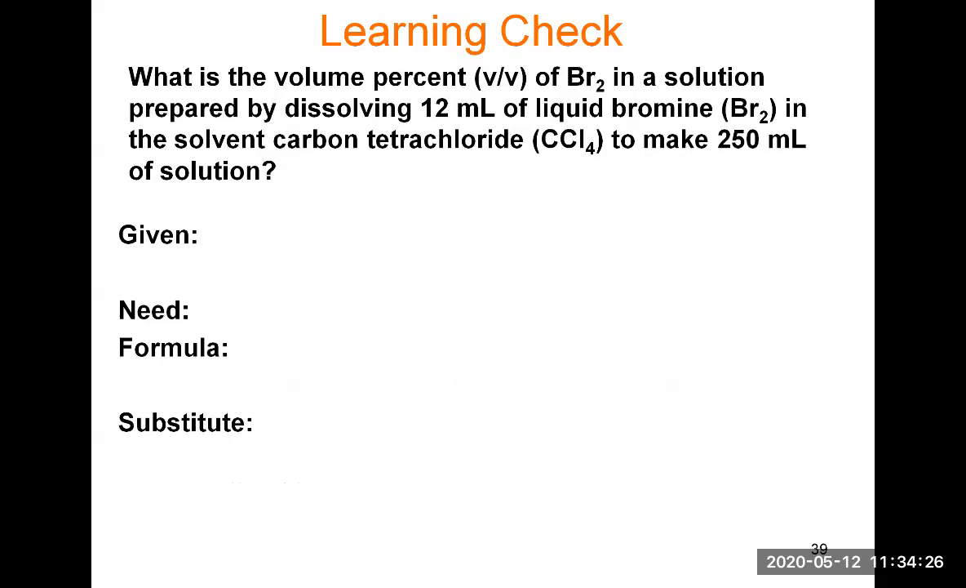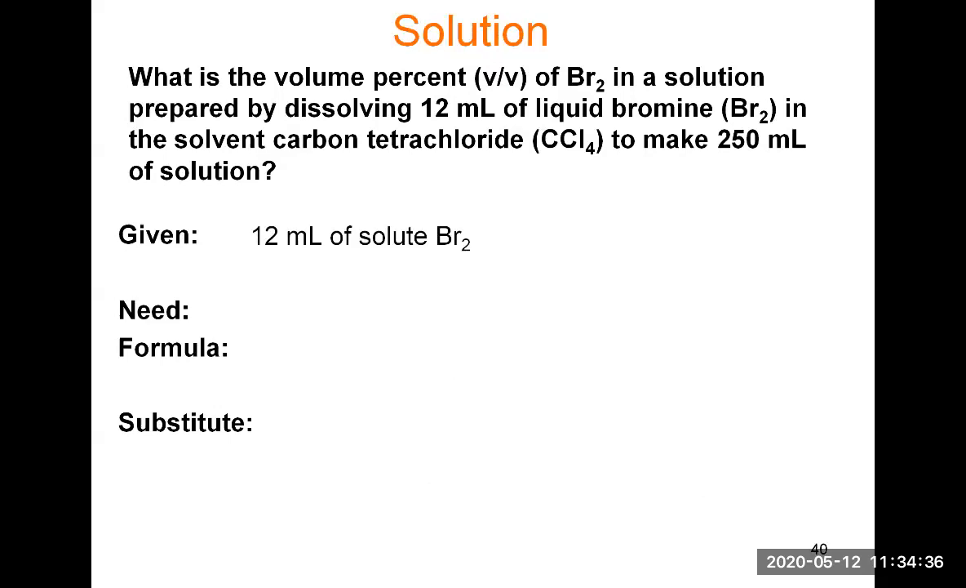So as always, you want to extract the information from the text. And here we are given 12 milliliters of liquid bromine. And so the bromine here is your solute. You're making a solution with it by dissolving it into carbon tetrachloride. Carbon tetrachloride is your solvent. So together, bromine plus carbon tetrachloride are making a solution. And we are given the volume of the solution, 250 milliliters of the mixture. So the question is asking, what is the volume percent of Br2 in this solution? So we need the volume percent.